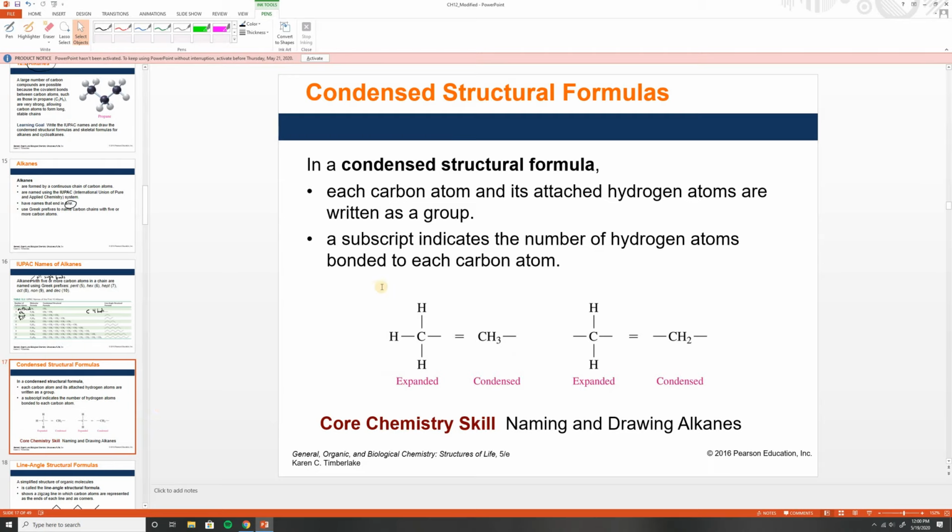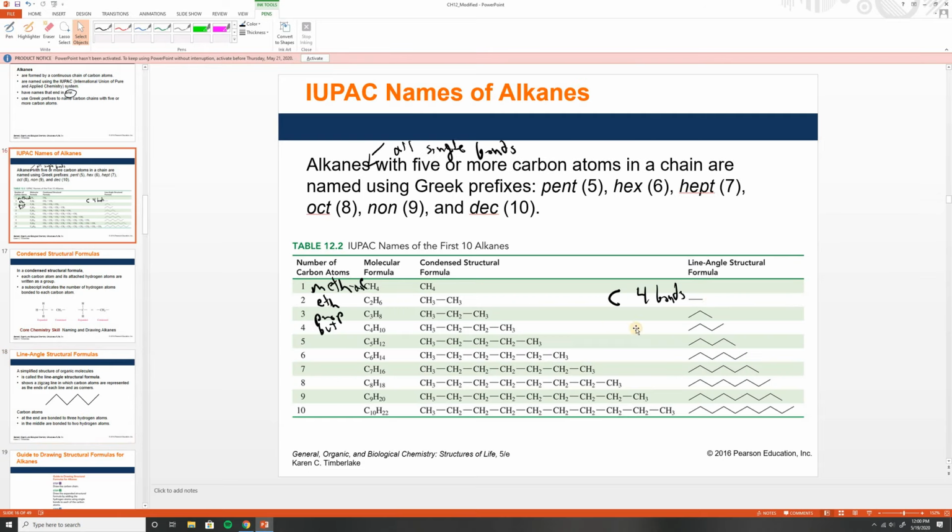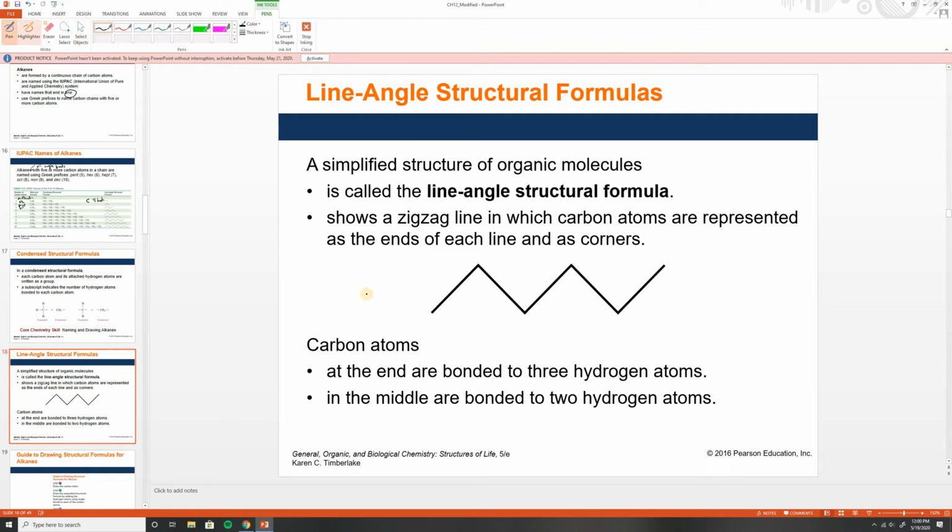Okay, so we talked about the condensed structural formula already. I don't want to spend too much time on that. There's also this line structure, which you did see over here, but I didn't explain it yet. So basically, when you're dealing with really long hydrocarbons, and you don't want to write CH3, CH2, CH2, CH2, and even writing the lines for that, you can write this line angle structural formula, or the zigzag formula, or the line formula, whatever you want to call it.